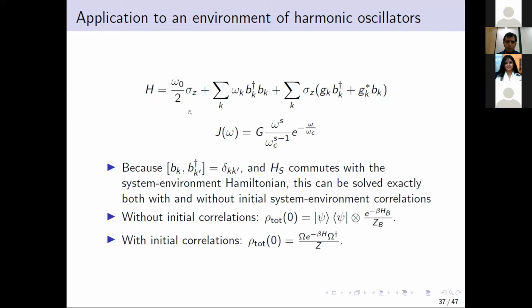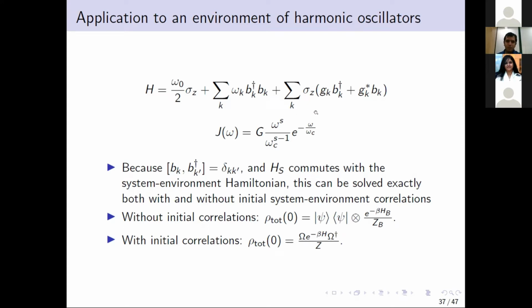Over here, you have your system. You have a collection of harmonic oscillators. You have the interaction between your qubit and the harmonic oscillators. This is your spectral density, which I have assumed to have some form. So you might be, for example, estimating this coupling strength capital G, or this cutoff frequency omega c. You can actually solve the system dynamics with this system-environment Hamiltonian exactly. This is the famous pure dephasing model for a harmonic oscillator environment.